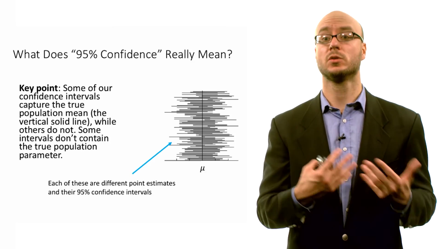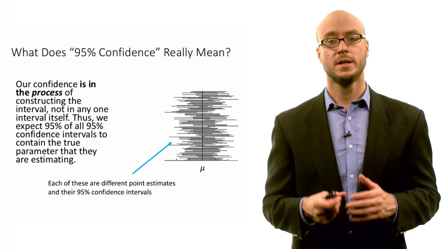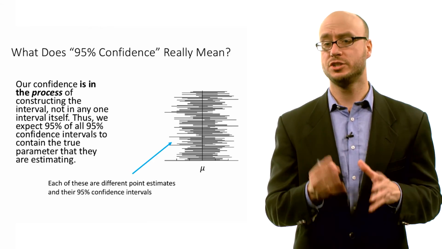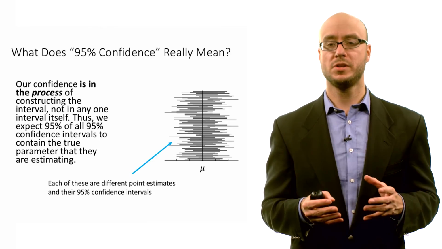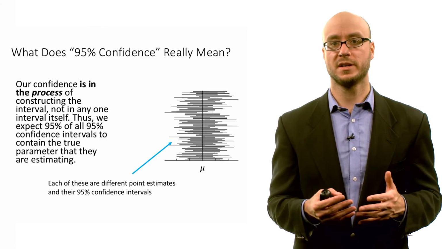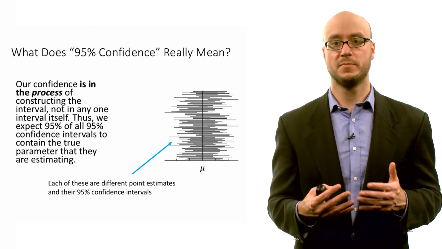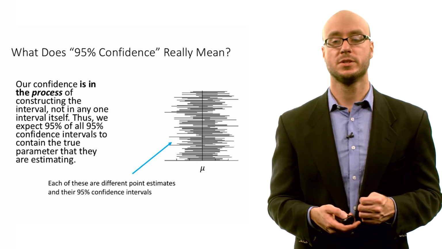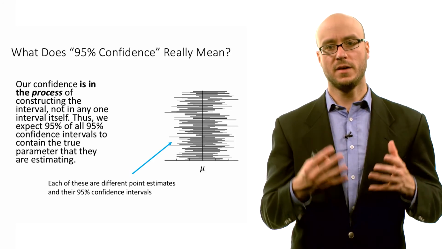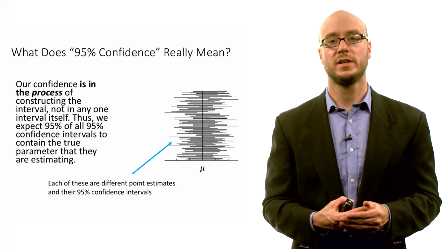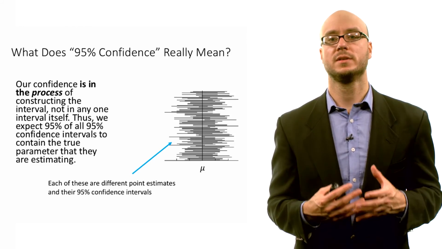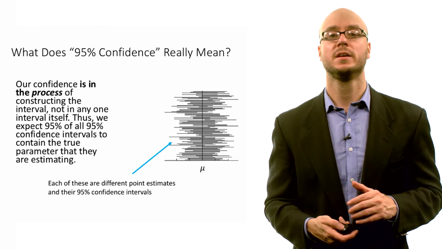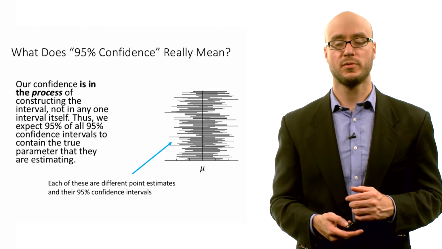But in practice, it does or it doesn't. So you can see here, there are a couple of intervals that actually don't contain mu, but most of them do. That's what we mean by 95% confidence. We're 95% confident that the interval contains the true population parameter. That's because our confidence is in the process of constructing the interval, not in any one interval itself, because any given interval either does or does not contain the true population parameter.